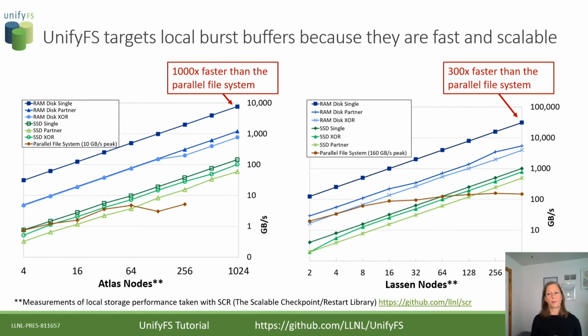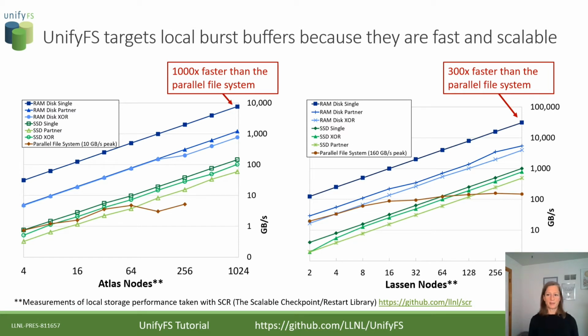Here are some performance results to motivate the use of node local burst buffers. So we have scaling results for two different supercomputers. These are both Livermore systems. One is Atlas and the other is Lassen. And in each graph, we are comparing I/O operations to node local storage or burst buffers, and that's the blue and green lines. And we're comparing that with the performance of the parallel file system, which is the orange-brown line.